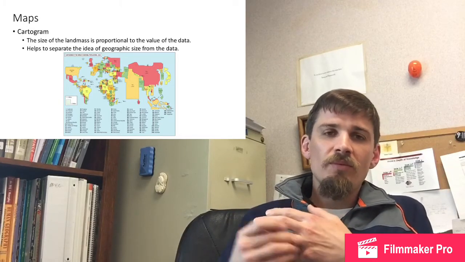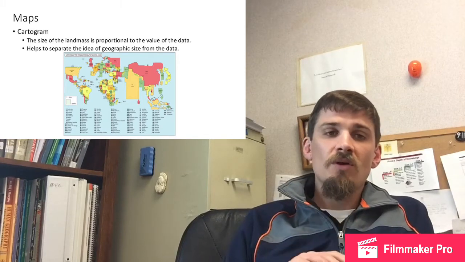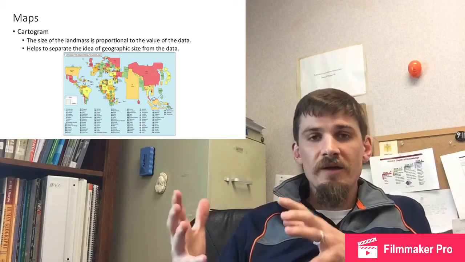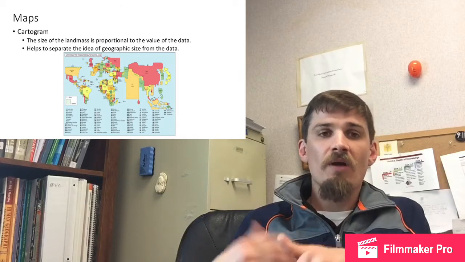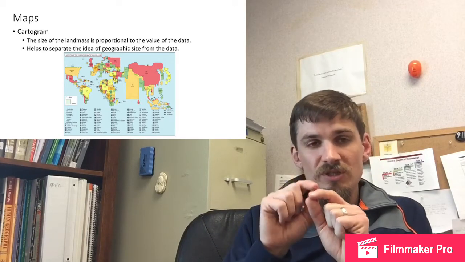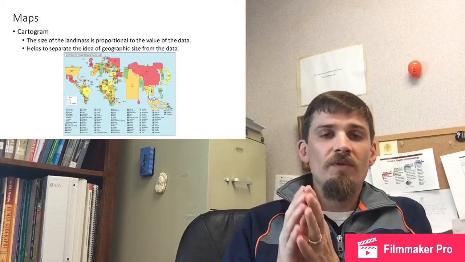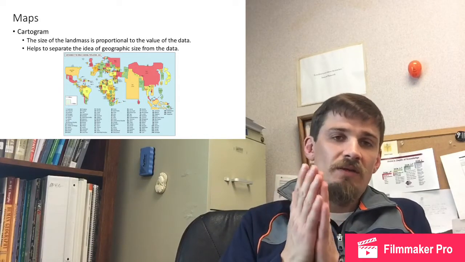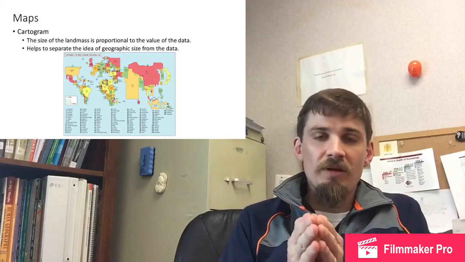So the reason that cartographers will do this is oftentimes we associate the size of something with level of importance or how often something is happening. So what cartographers are trying to do is help us to separate those notions. Just because something is large does not necessarily mean that a lot of something is happening in that space.